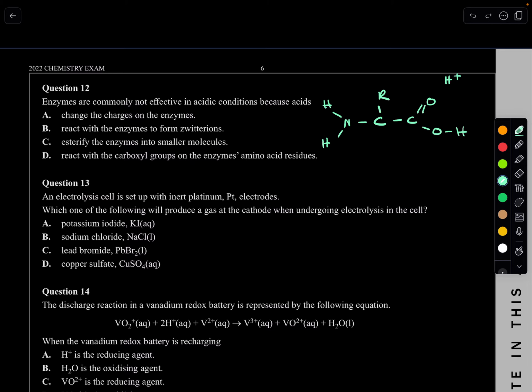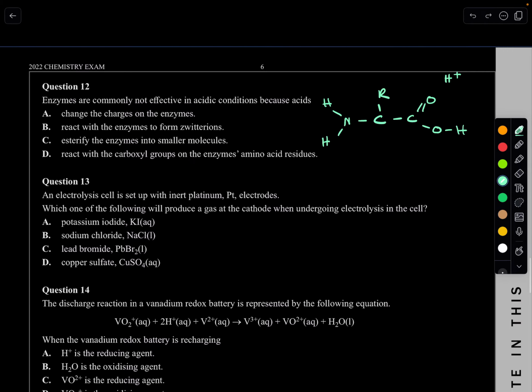And remember, the base accepts protons. So it's going to accept a hydrogen. So this will have a positive charge, and hence this here will have an extra hydrogen. So this is what happens if you put it in an acidic condition. So it does change the charge of the enzyme. You can see here, it becomes more positive. So we can put a tick on that if you have it in acidic conditions.